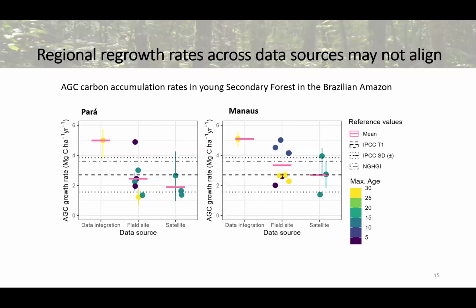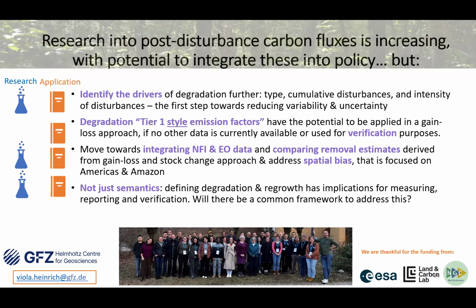But we can see a lot of variation, and what stands out from my side as a remote sensing scientist is that estimates coming from satellite-derived sources are generally lower than field site estimates, which is something as researchers we need to think about, how these different data sources align or not. So moving to my final slide, I think there's been an explosion of research into post-disturbance carbon fluxes from the degradation side, but also from the regeneration side. And we have potential to integrate this into policy, which is why this session today is so important.